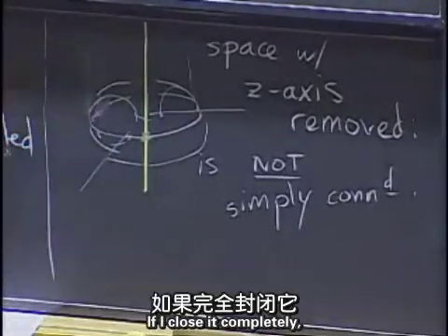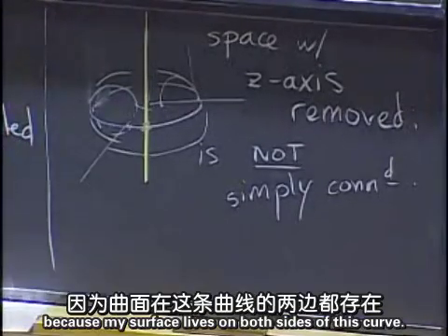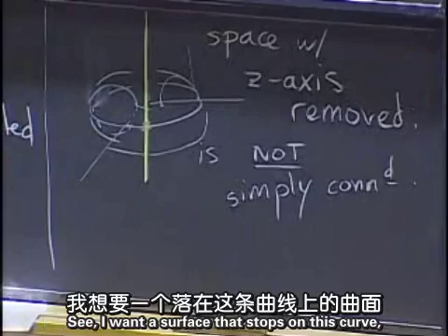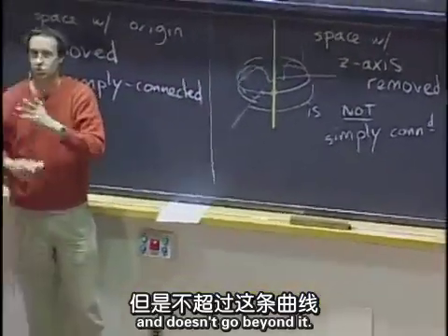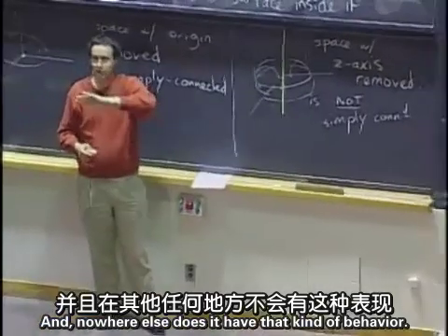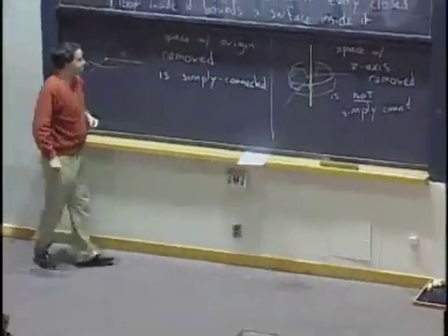Well, if I don't quite close it, then it will have another edge at the other end wherever I started. If I close it completely, then this curve is no longer its boundary because my surface lives on both sides of this curve. See, I want a surface that stops on this curve and doesn't go beyond it. And nowhere else does it have that kind of behavior. Everywhere else, it keeps going on.